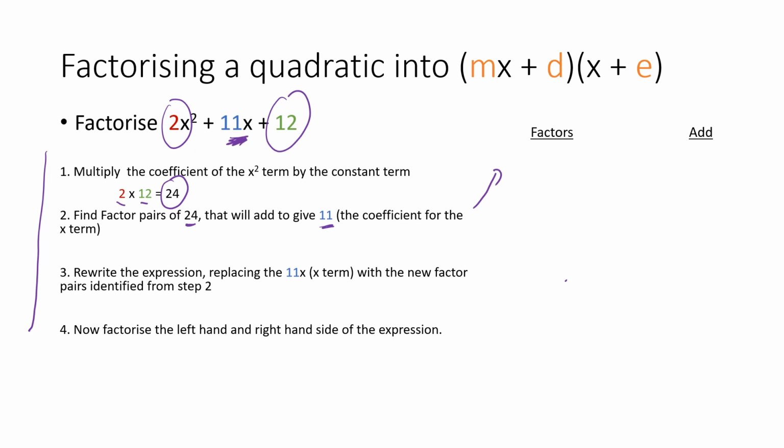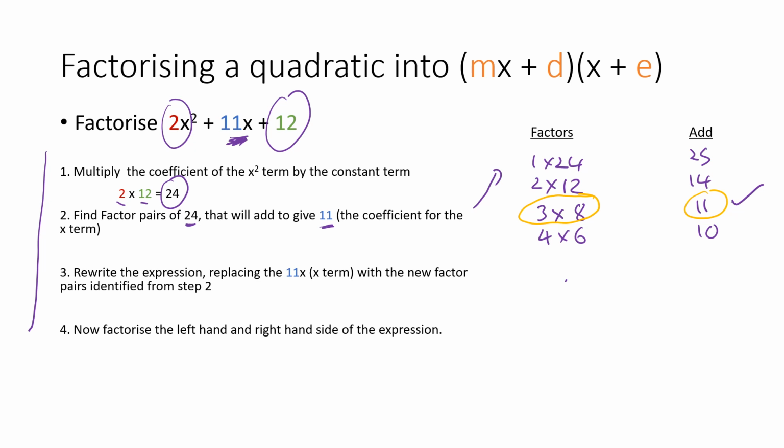So the factor pairs for 24 are 1 times 24, 2 times 12, 3 times 8, and 4 times 6. If you add them together, 1 plus 24 will give you 25, 12 plus 2 will give you 14, 8 plus 3 will give you 11, 4 plus 6 will give you 10. And if you look at the answers, the one that adds to give you 11 is this one. So this is the factor pair we are going to use. 3 times 8 multiplies to give you 24, and 3 plus 8 gives you 11.